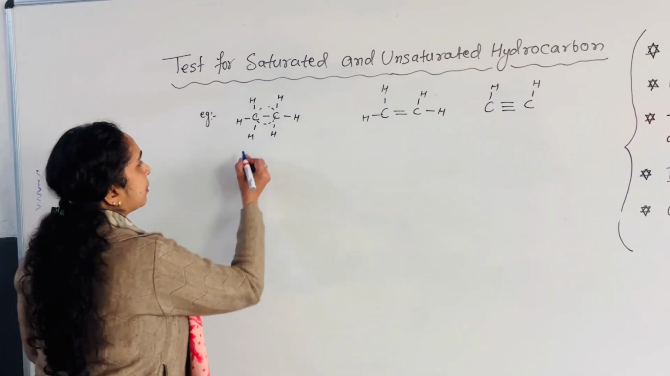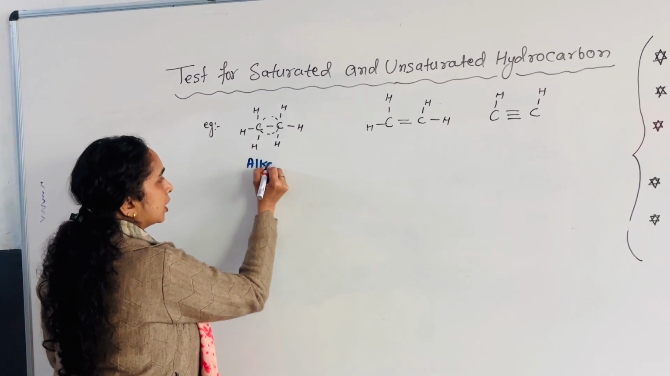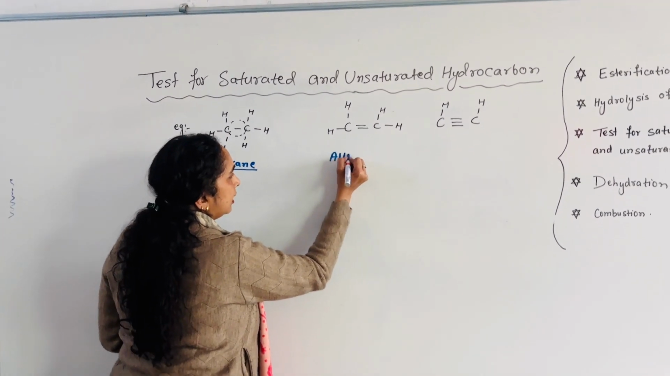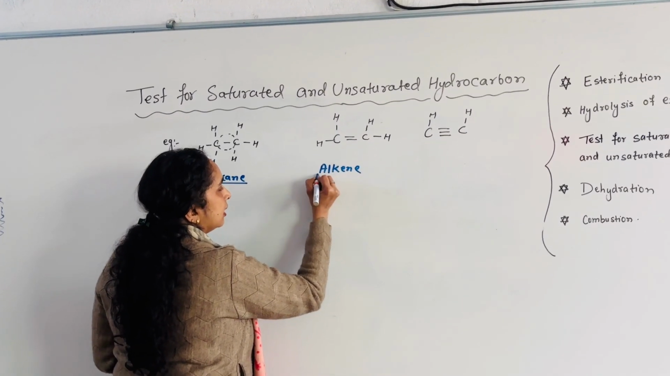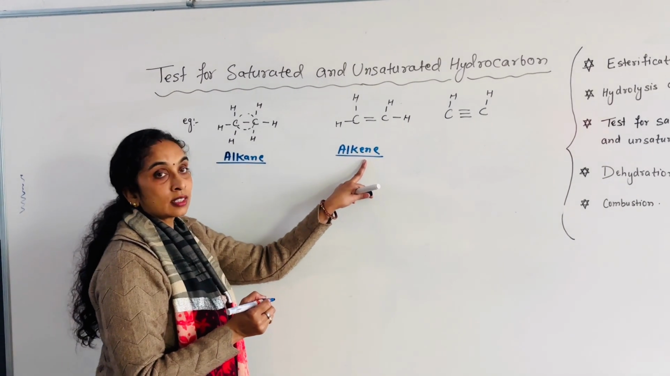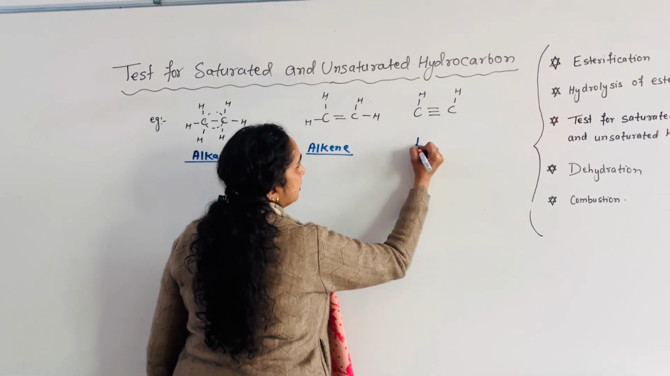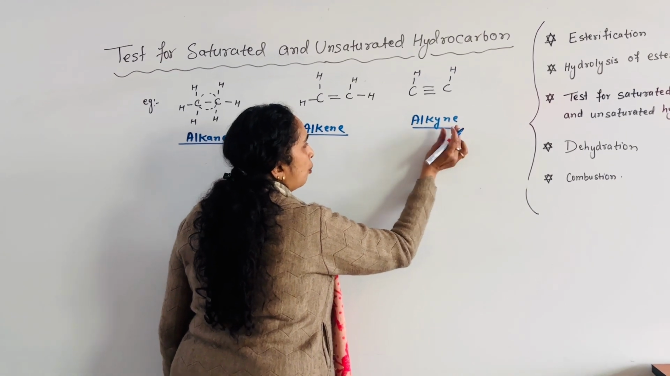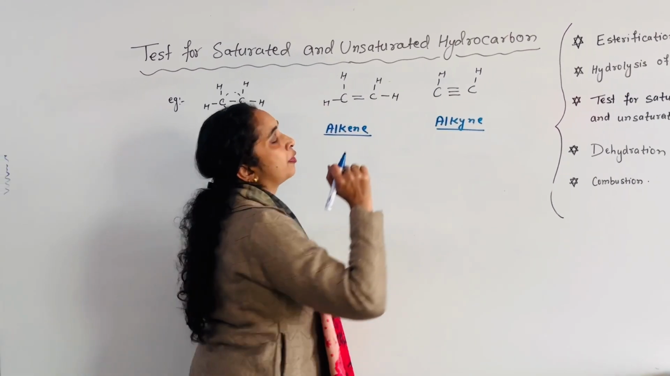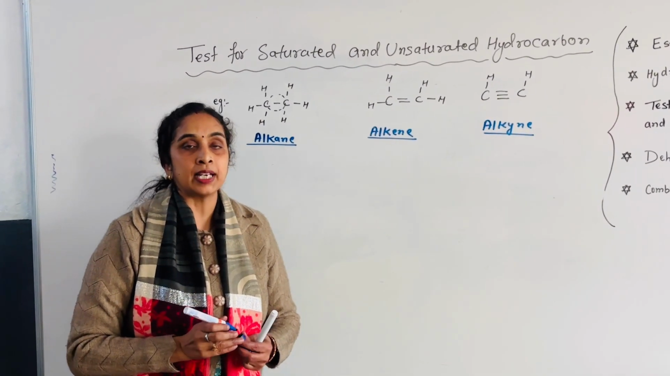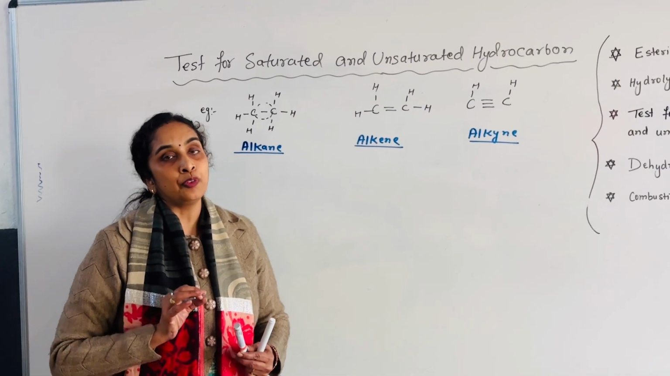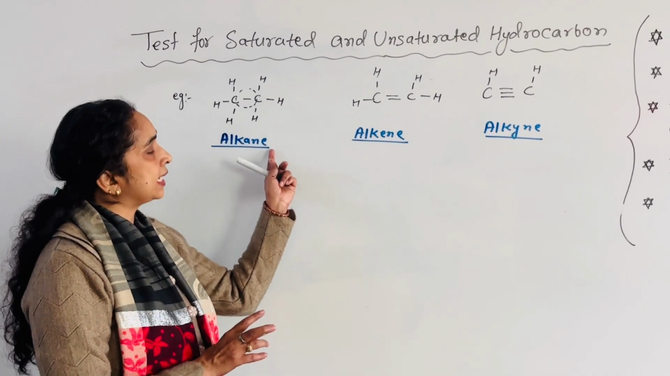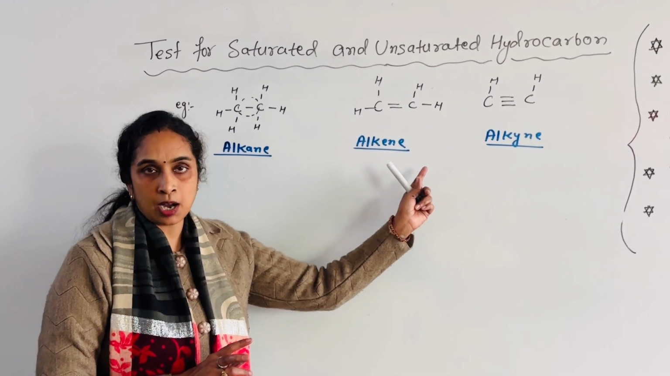So the common name is alkane. You know it. This is alkene, E-N-E, which represents the double bond, and the third one is alkyne, Y-N-E, which represents the triple covalent bond between the two carbon atoms. How can we test the presence of saturated and unsaturated hydrocarbon?